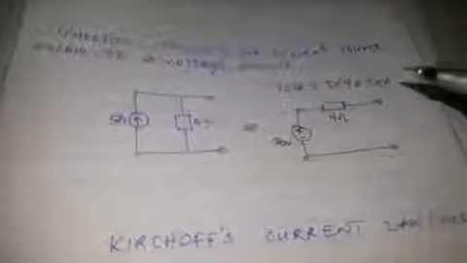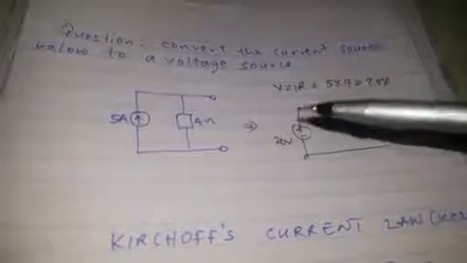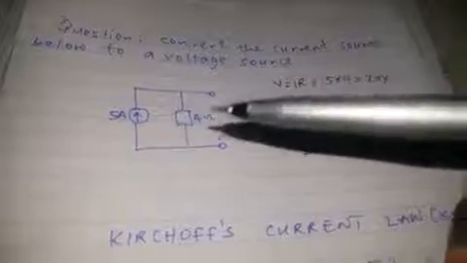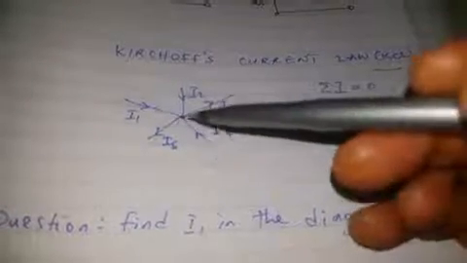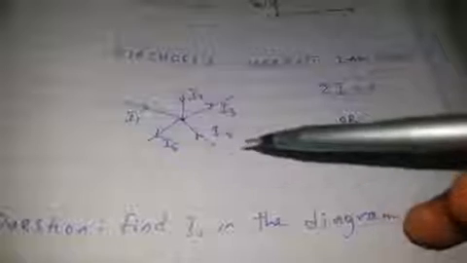So that is it with source conversion, converting current source to voltage source and voltage source to current source. So we'll move forward to Kirchhoff's current law, which we call KCL for short. Now, Kirchhoff's current law states that the algebraic sum of currents around a junction is 0. That's what we have here, summation of I equal to 0.